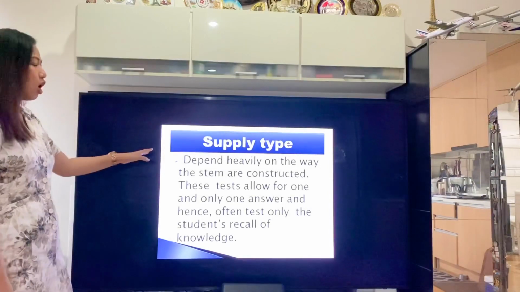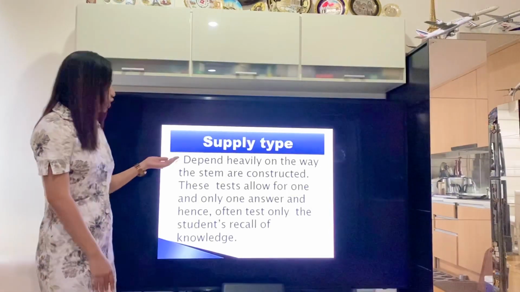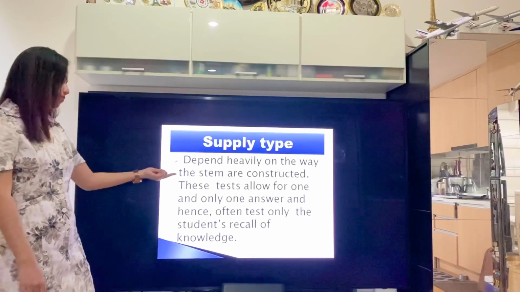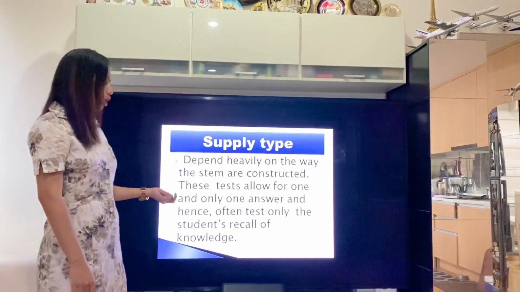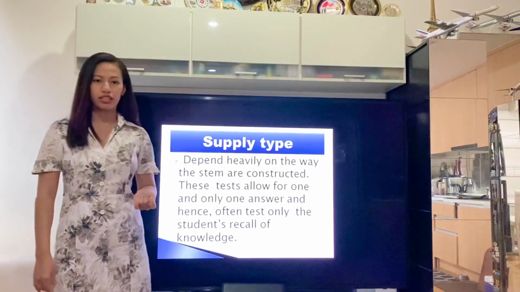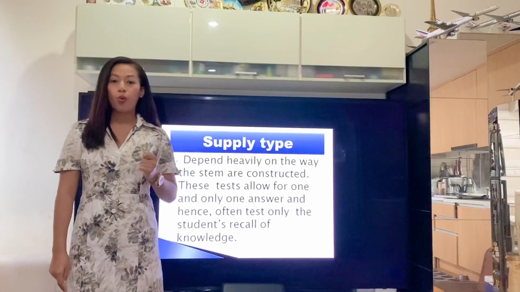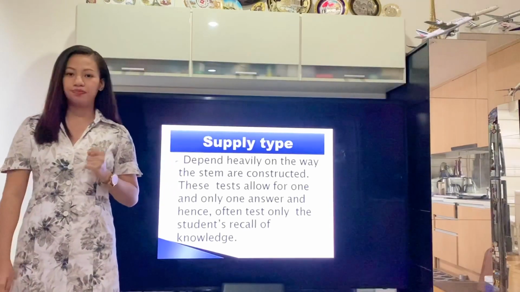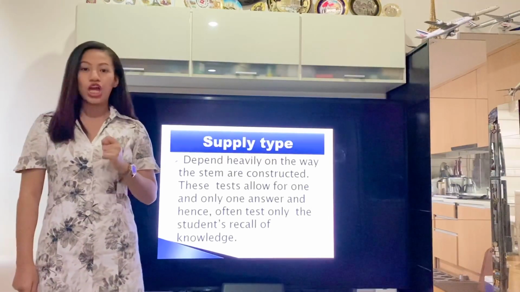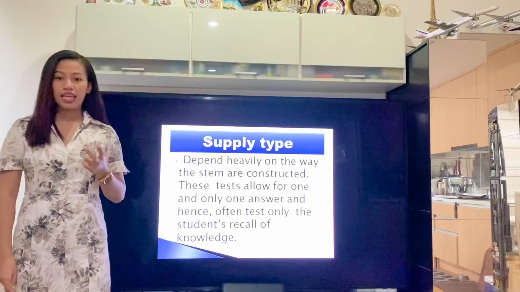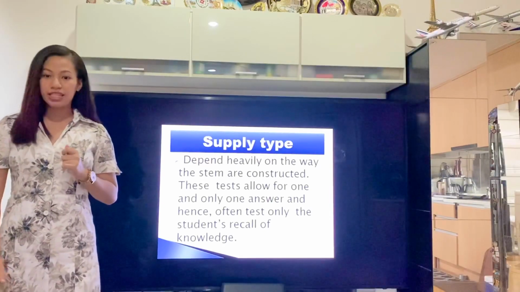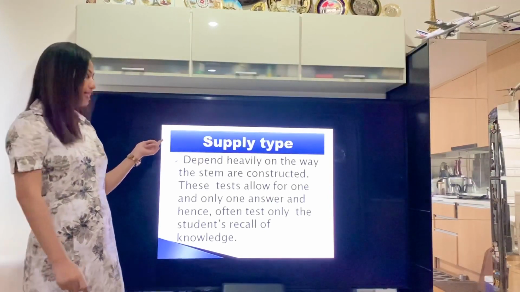So, supply types. What is supply types? Supply type tests depend heavily on the way the stem is constructed. This type allows for one and only one answer and hence often tests only the student's recall of knowledge. So, supply tests require one answer. Isa lang talaga ang response niya. Tinitest na lang ang knowledge ng student kung may natutunan siya. Kasi yung level niya is recalling knowledge lang. So, kung gusto mong i-test kung may natutunan sila sa lesson mo, you need to test supply types.